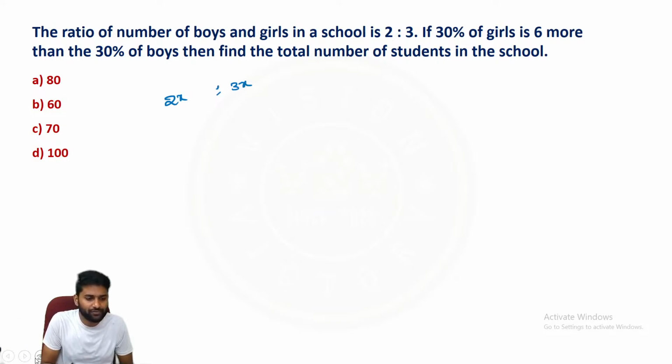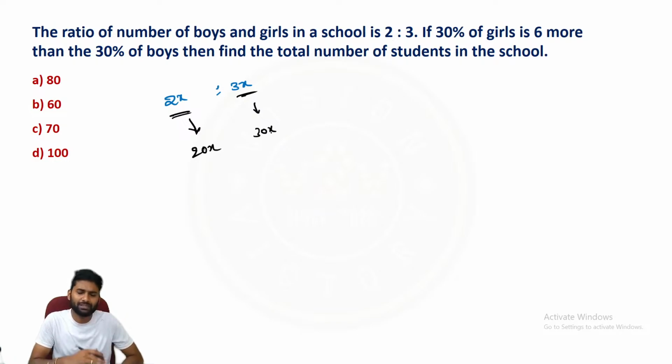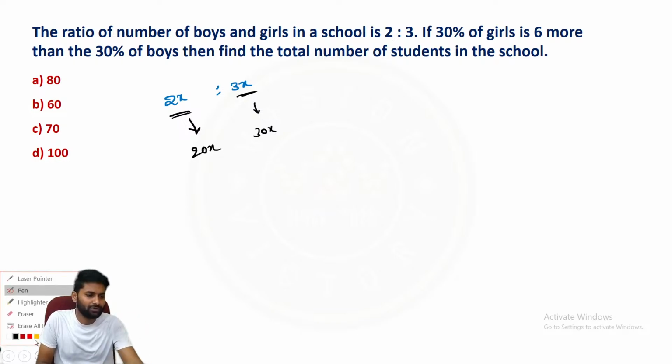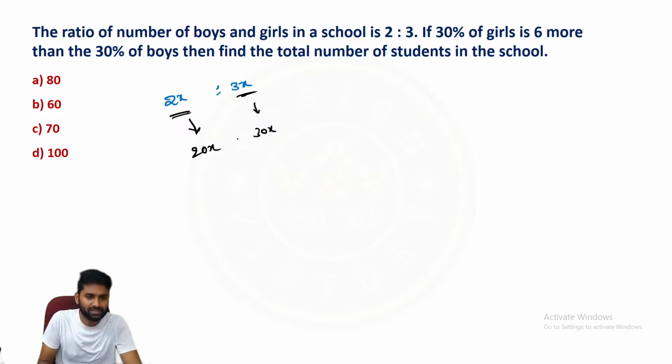But my suggestion, if you are dealing with the percentage concept, instead of 2x and 3x, let's take the values 20x and 30x. Guys, you can assume any value. 2 and 3 means you can take 2, 3, or 4, 6, or 20, 30, or 200 and 300 also. Whatever it is, you have to reduce your calculation. So instead of 2x and 3x, 20x and 30x is the better calculation.